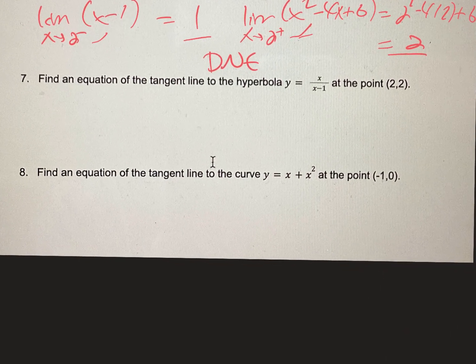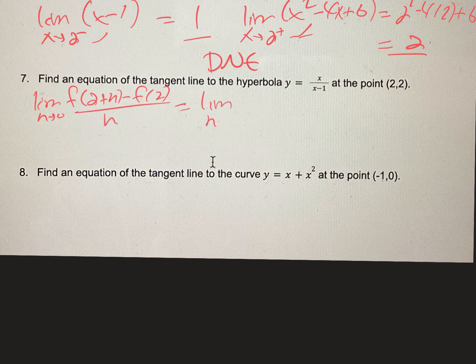Number 7, find the equation of the tangent line at the point 2, 2. So I'm going to say the limit as h approaches 0 of f of a plus h. Remember, a is your x coordinate, 2 plus h, minus f of 2, all over h. And here we go. Just gotta get through it. Okay, so f of 2 plus h means I'm plugging 2 plus h in. So I'm going to put 2 plus h in my numerator over 2 plus h minus 1. That's just plugging the 2 plus h in there. Then it says f of 2. Well, they've already done f of 2. It's just 2, and that's all over h.